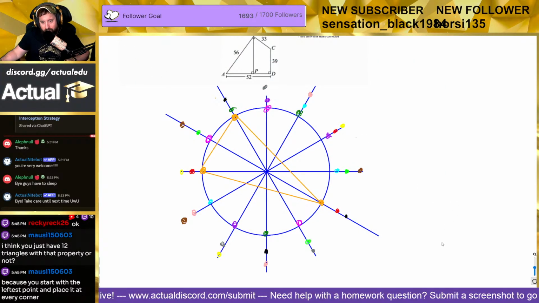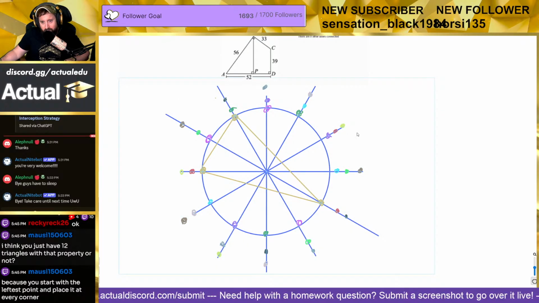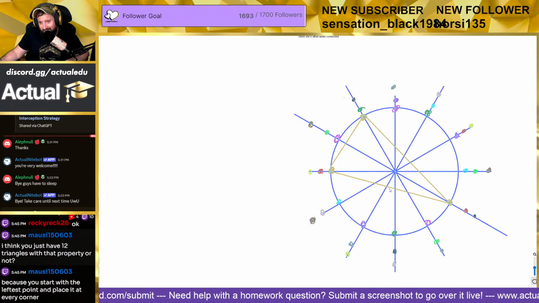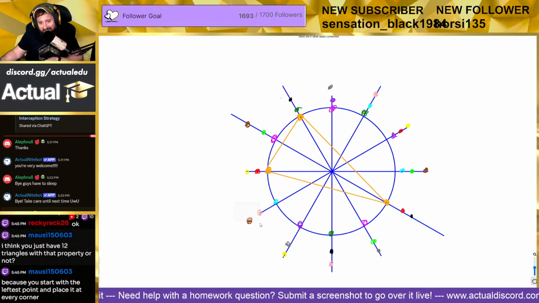I should have copied this before I started drawing astrology signs on it. Oh no, is there a way I can just delete? Sorry, let me just delete all the colors.